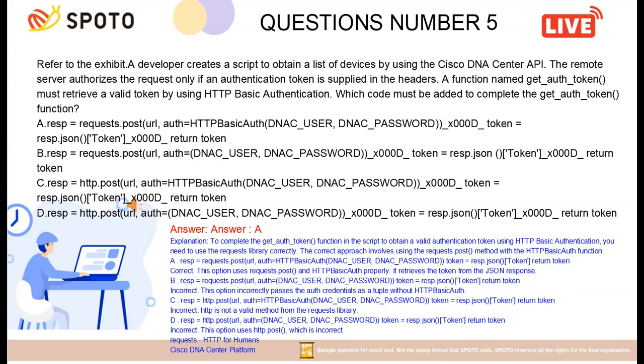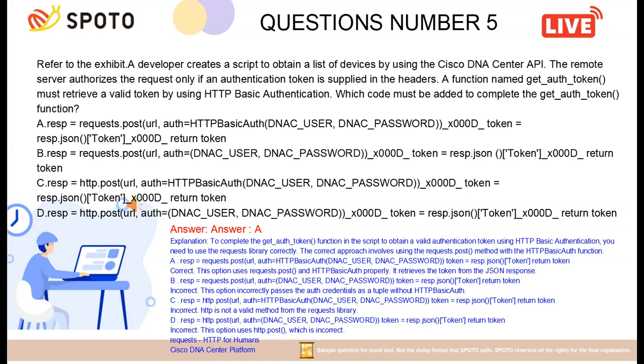Answer, A. To complete the get_auth_token function in the script to obtain a valid authentication token using HTTP basic authentication, you need to use the requests library correctly. The correct approach involves using the requests.post method with the HTTPBasicAuth function. A. resp = requests.post(URL, auth=HTTPBasicAuth(DNAC_USER, DNAC_PASSWORD)), token = resp.json()['Token'], return token. Correct. This option uses requests.post and HTTPBasicAuth properly. It retrieves the token from the JSON response.